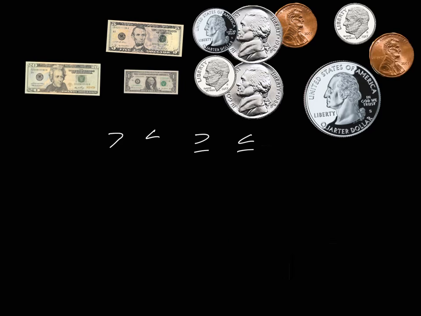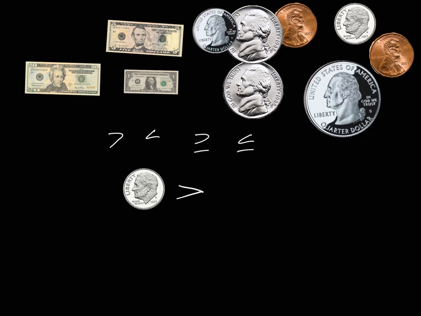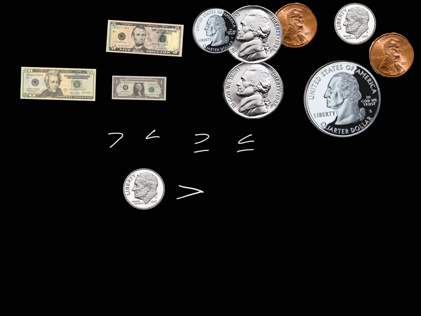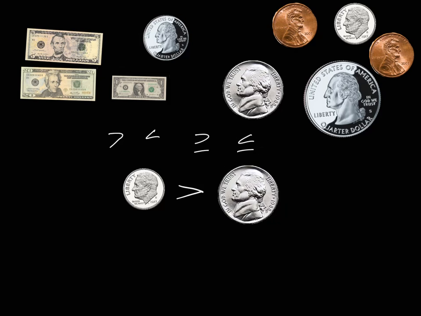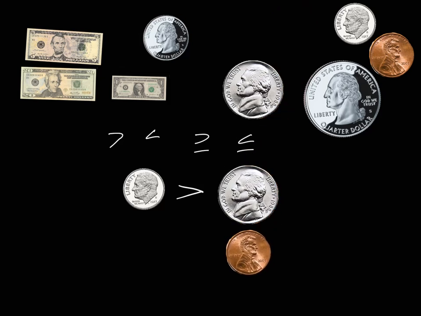Let's say we change our sign, and this time we're going to use greater than. And let's do the coins. Let's use the dime. The dime is greater than which one of these money? Well, the dime is not greater than the 20, so we'll rule that out. It's not greater than the 1. It's not greater than the 5. It's not greater than the quarter. The dime is greater than the nickel. And the dime is also greater than the penny. So either one of those would work.